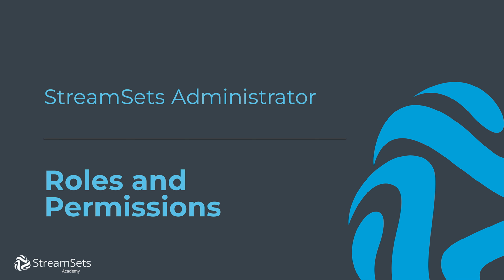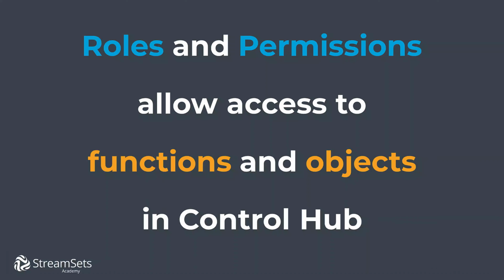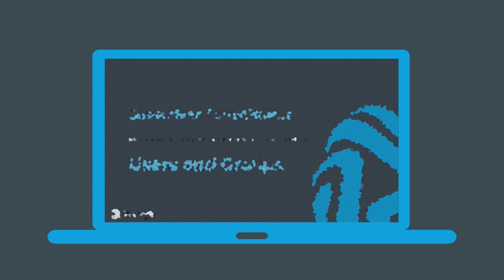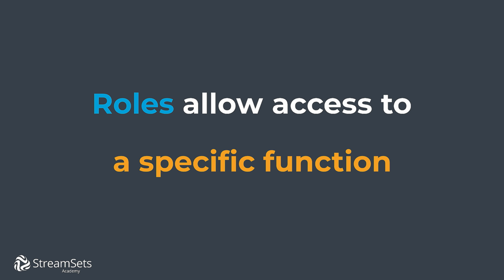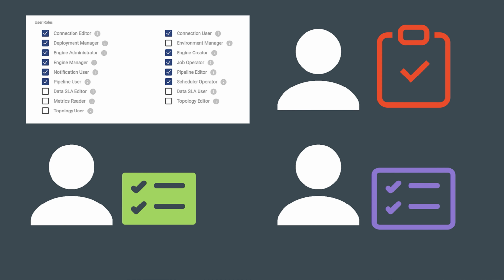In this video, we are going to learn how to use roles and permissions to control access to functions and objects in Control Hub. We recommend you first watch the Users and Groups video before continuing. A role in Control Hub provides users access to a specific function. Roles allow you to customize the tasks that users can perform.